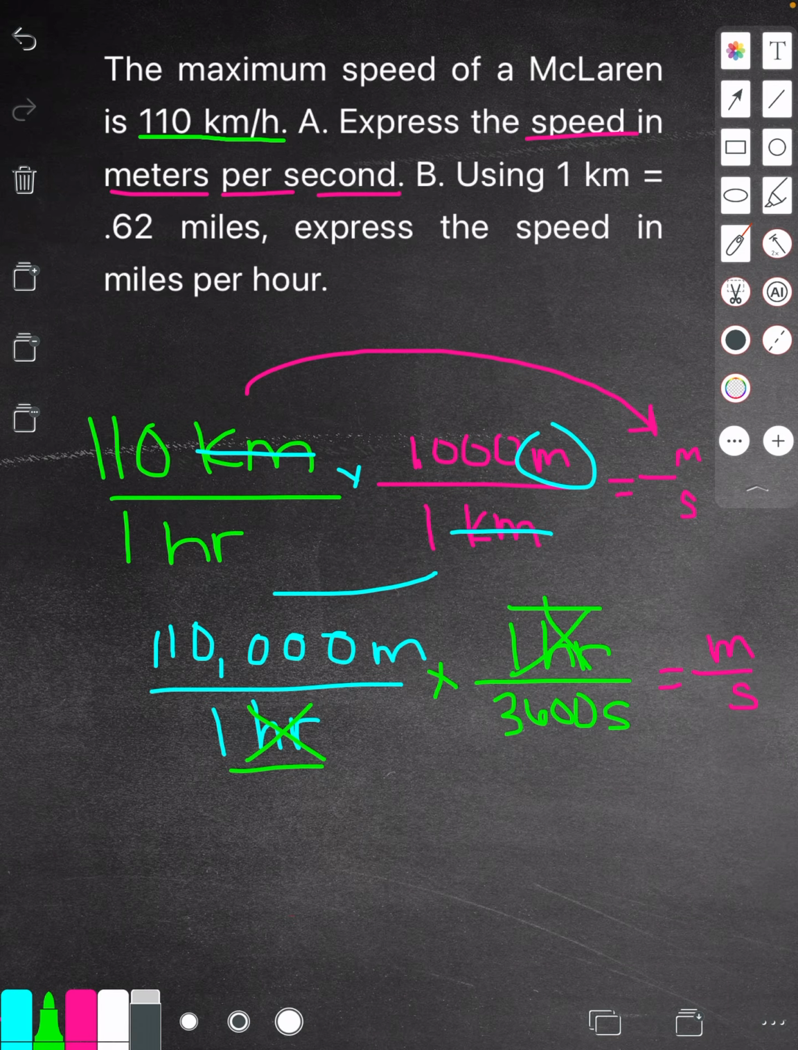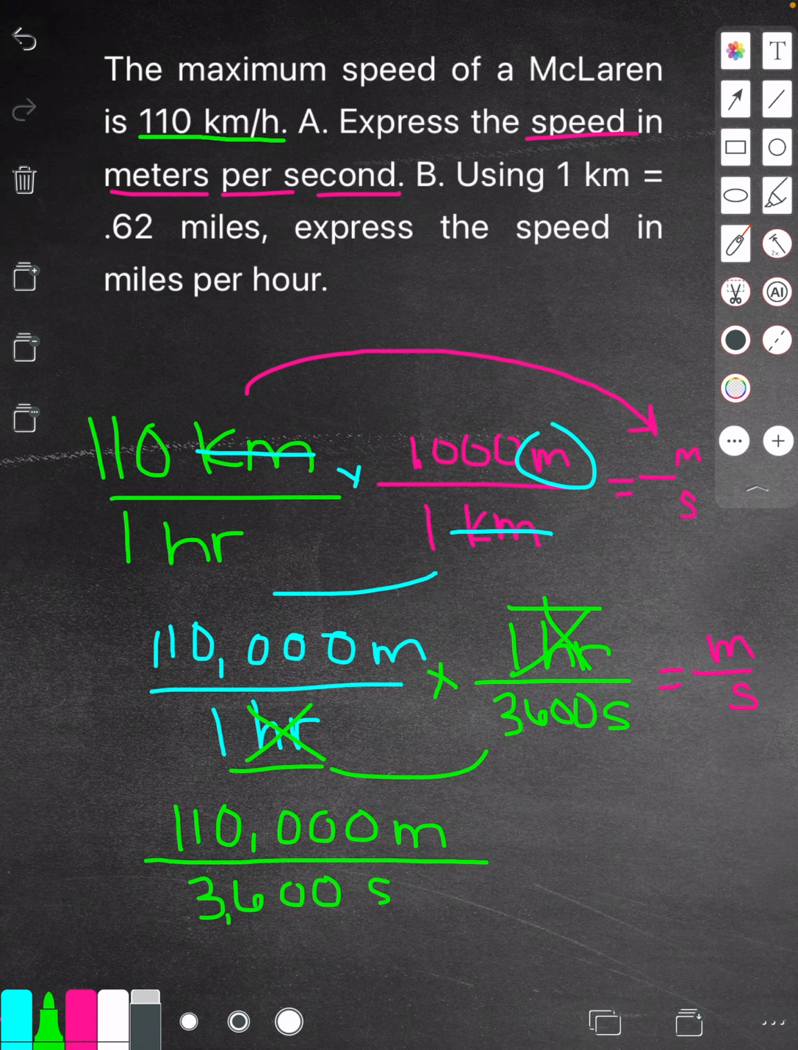All right, we are left with 110,000 meters times 1 ends up being the same. 1 times 3,600 seconds. Let's go ahead and divide. Why are we dividing? Because it's an improper fraction. Or reduce by the greatest common factor here.